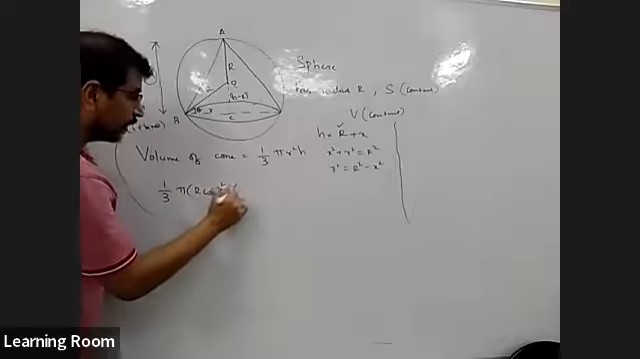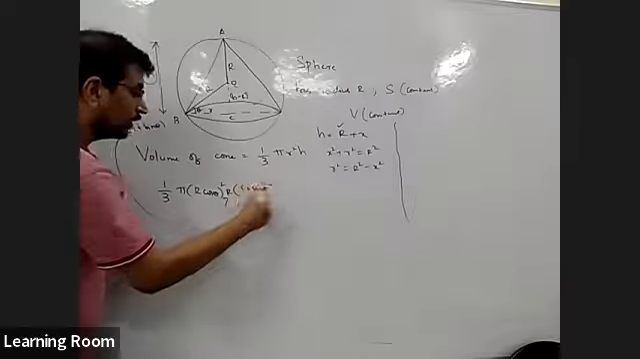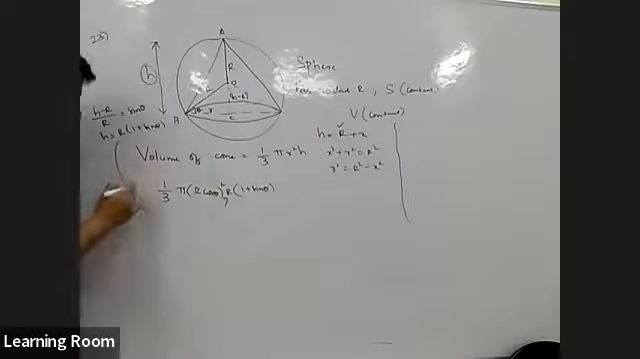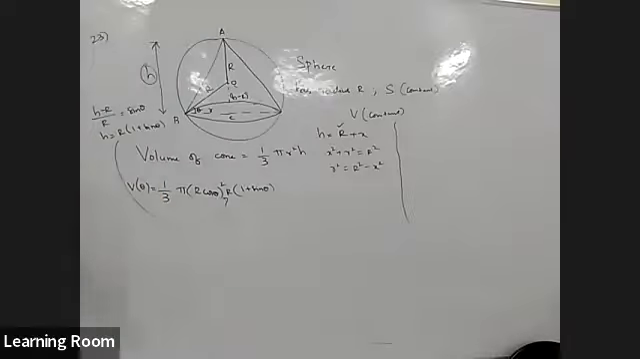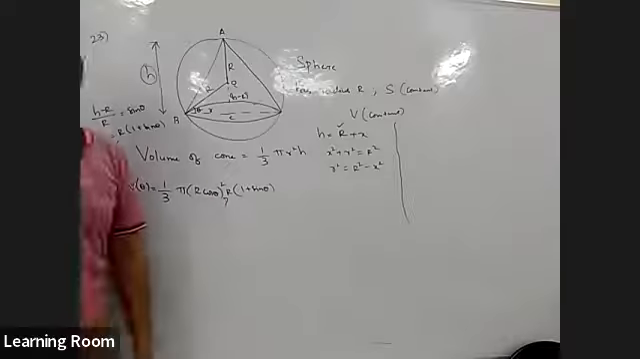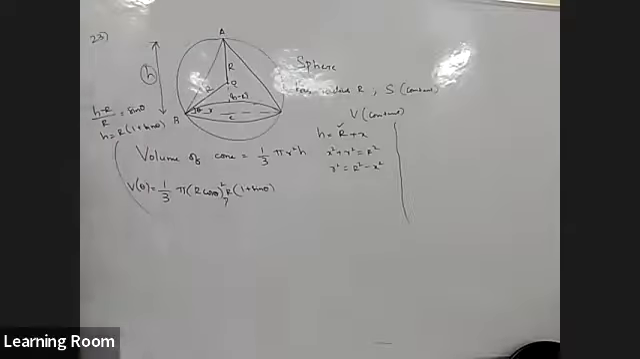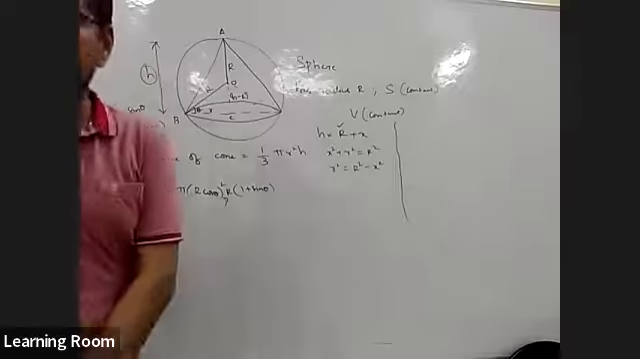It will be R into 1 plus sin theta. So the volume has become a function of theta. Once you find the value of theta, substitute it back and you will get the volume. That is an alternative. So whichever is convenient for you, you can choose it.